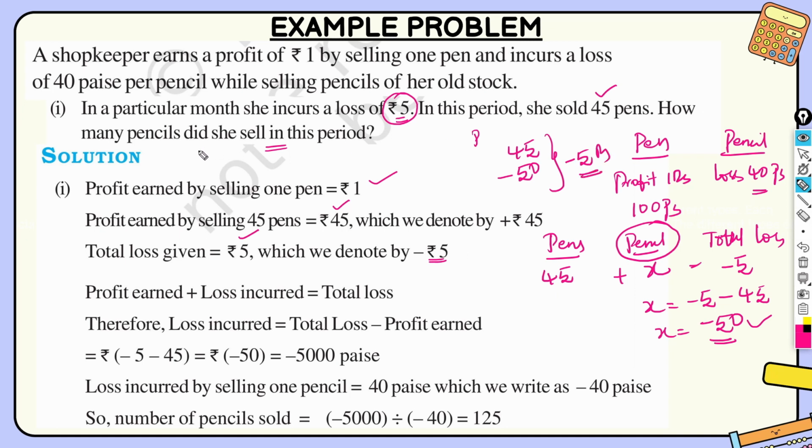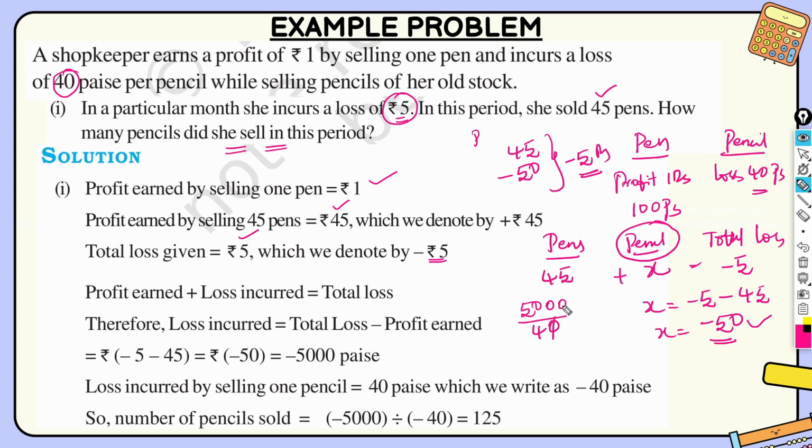Now we have to find how many pencils she sold. The total loss for pencils is rupees 50. Rupees 50 is nothing but 5000 paise. We convert this into paise because for one pencil we get a loss of 40 paise, so we get the answer very easily. For one pencil it is 40 paise and the total loss is 5000 paise, so the number of pencils she sold will be equal to 5000 by 40.